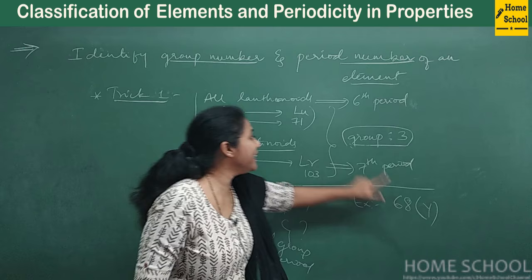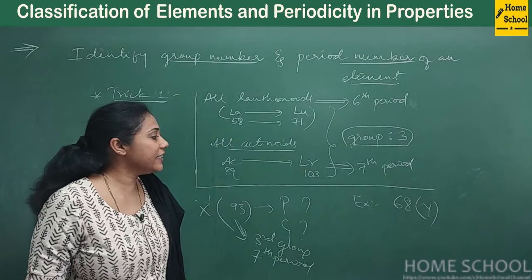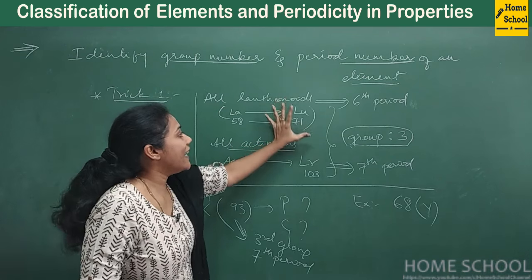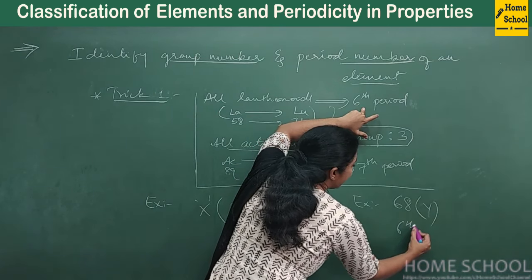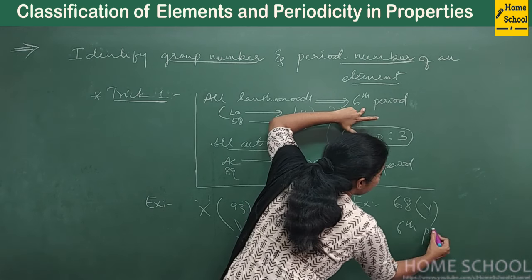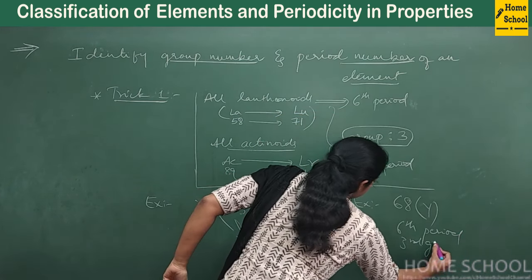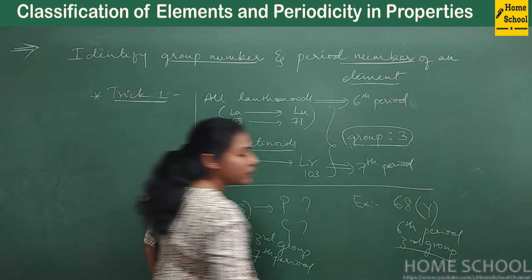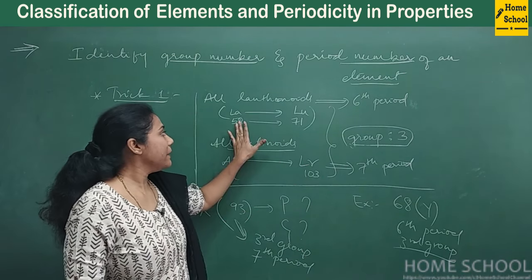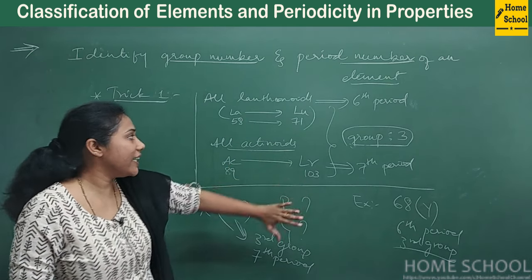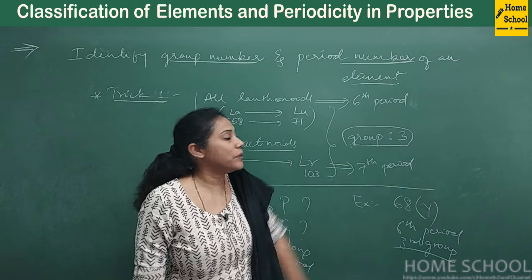So 68 will come in between 58 and 71, isn't it? So this is lanthanoids. So the lanthanoids period number is 6th period. That means this particular element comes in 6th period and third group. Okay, so this is how any number when they ask in between this range, then all of them will come in one single group, that is group number 3.